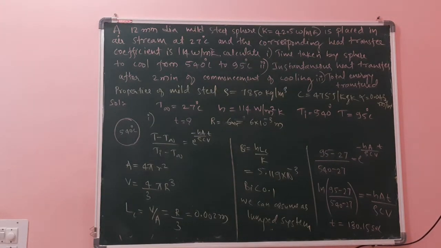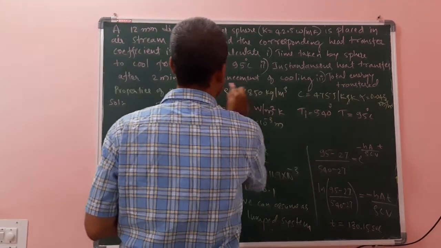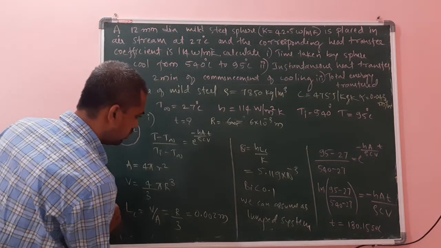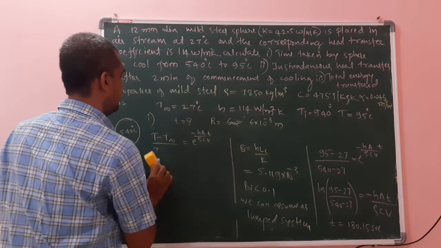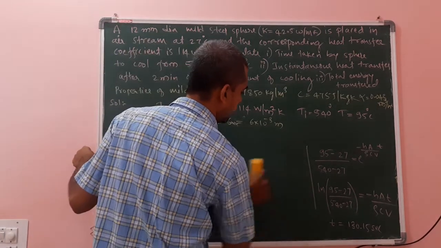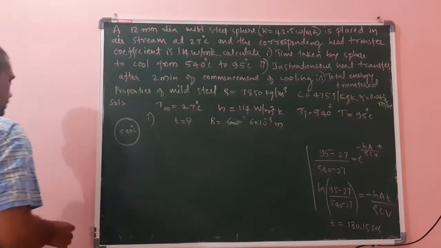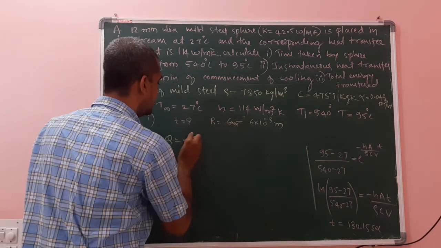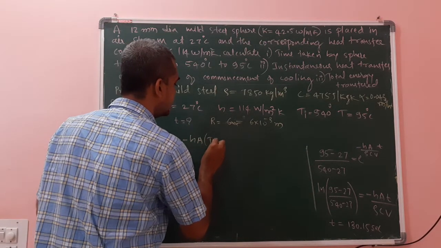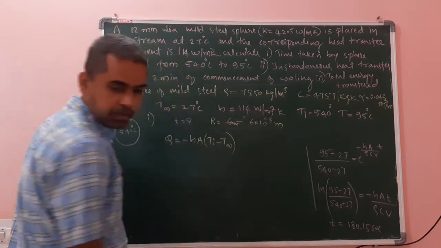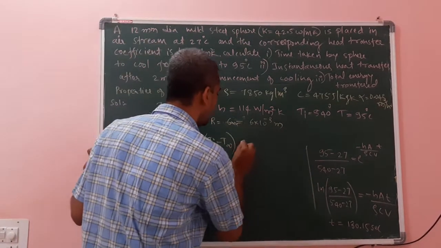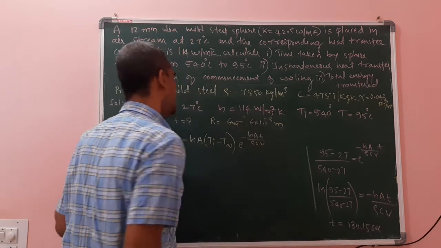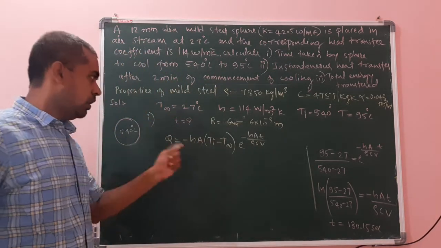Next, they have asked to calculate the instantaneous heat transfer after 2 minutes. This means you have to calculate the heat transfer Q after 2 minutes. In the previous lecture video I derived that Q is equal to minus hA into (Ti minus T infinity) into e raised to minus hA divided by rho C V into t. We derived this in the previous lecture video.